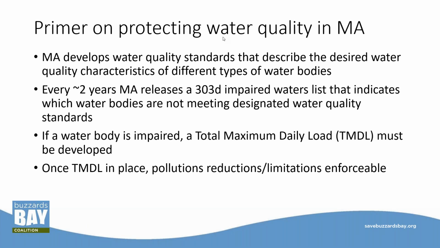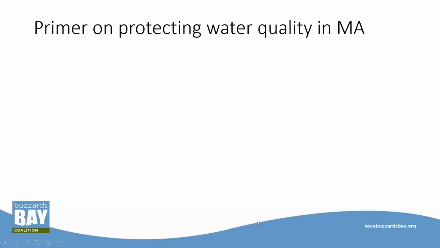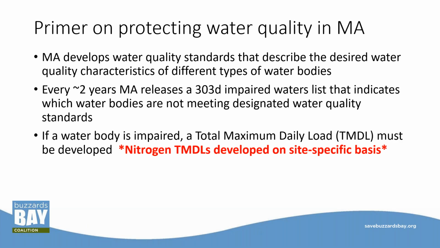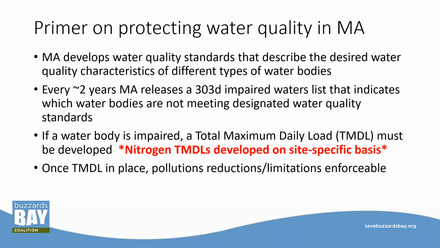In the state of Massachusetts, nitrogen total maximum daily loads are developed on a site-specific basis. What that means is there's not a set amount of nitrogen or a set nitrogen concentration in water bodies in general that are targeted. Instead, each embayment has to have the science and information developed for that specific location of how much nitrogen load can be handled and what concentration of nitrogen in the water body is appropriate.